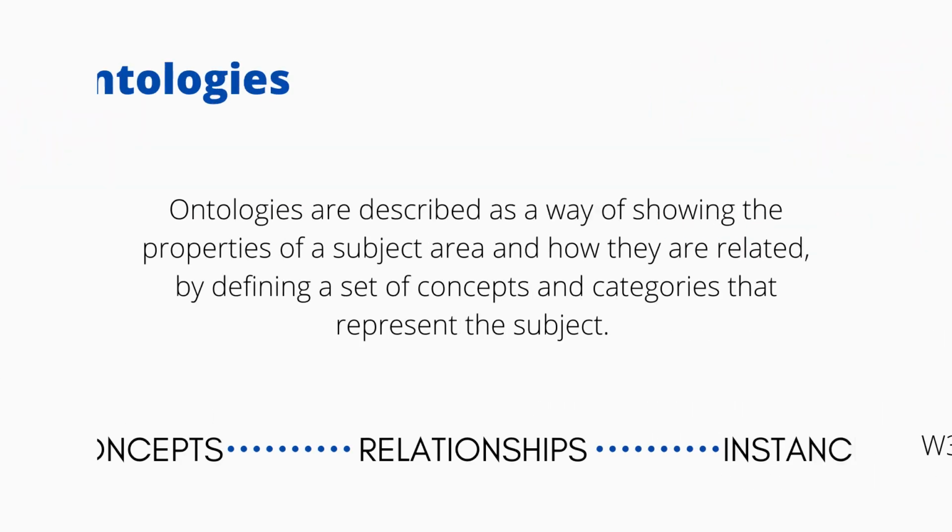Speaking about ontologies, an ontology can be described as a way of showing the properties of a subject area and how they are related, by defining a set of concepts and categories that represent the subject. Every academic discipline creates an ontology to limit complexity and to organize data in the form of a knowledge representation. New ontologies help to solve problems within that domain. The main components of an ontology are concepts, relations, and instances. It is similar to the triples format that we discussed in the Semantic Web video. If you want to know more about Semantic Web technologies, check out my previous video on Semantic Web. I'll add a link to it in the description below.